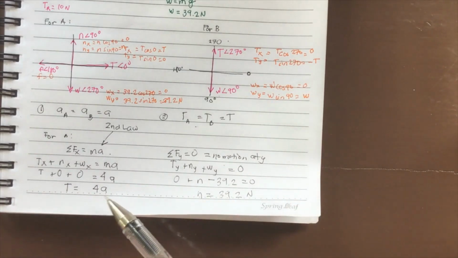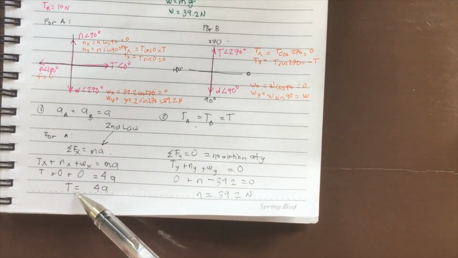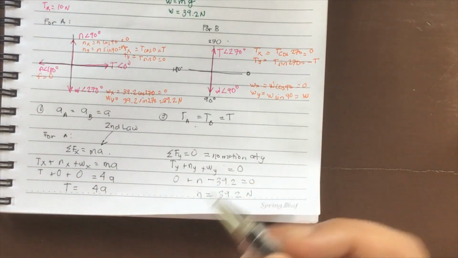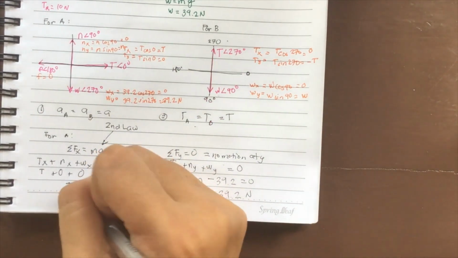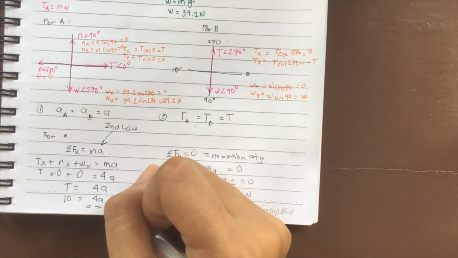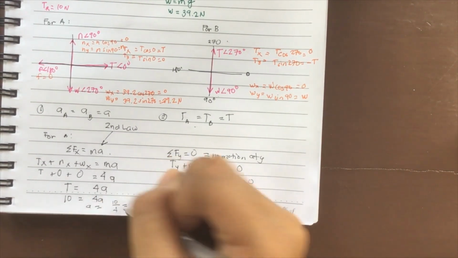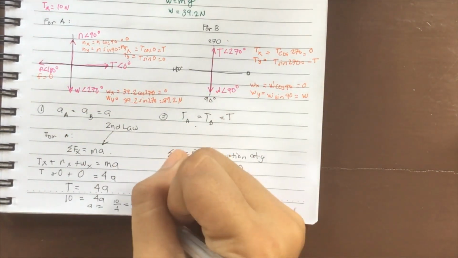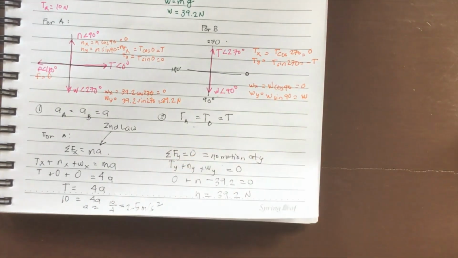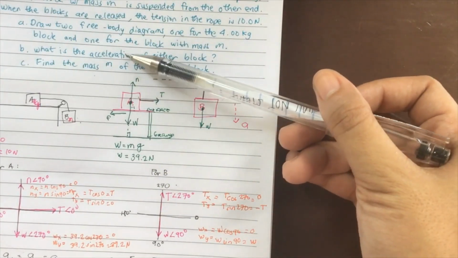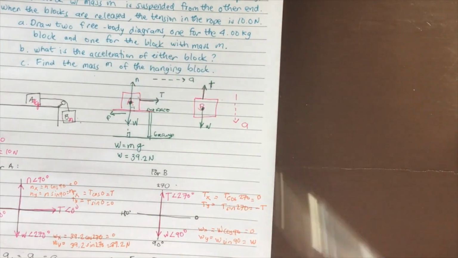Okay, so solving for acceleration, we are given the value of T, which is 10 newtons. It was stated in the problem. So you have 10 is equivalent to 4A. Therefore, your acceleration is equivalent to 10 divided by 4, or that is 2.5. 2.5 meters per second squared. So we were able to answer question letter B. Now let us answer letter C.